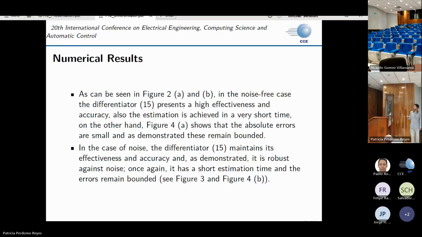Again, as can be seen in figure 2 A and B, in the noise-free case the differentiator 15 represents a high efficiency and accuracy. Also, the estimation is achieved in a very short time. On the other hand, the absolute errors are small and remain bounded. In the case of noise, the differentiator 15 maintains its effectiveness and accuracy, and is robust against noise. Once again, the estimation time is short and the error remains bounded.